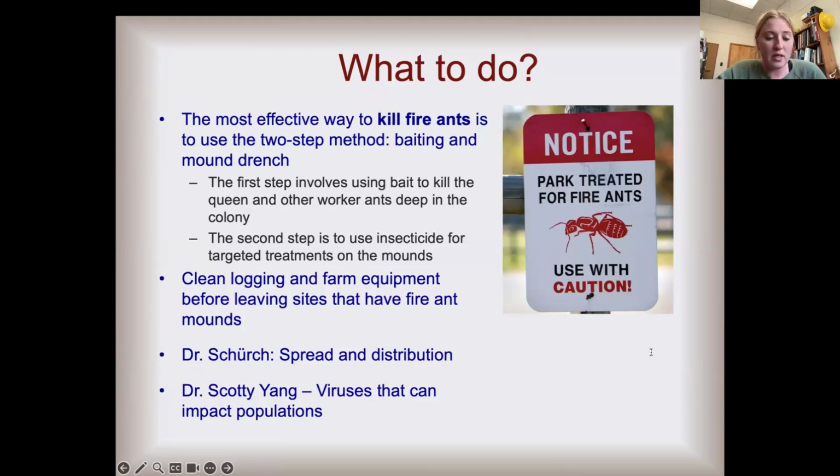Two faculty members working at Virginia Tech, Dr. Shirk is studying their spread and distribution. And then Dr. Scotty Yang is studying the viruses that can impact their populations as well. So there's a lot of cool research on the fire ants since they're still invading new areas. That's all I have for fire ants.